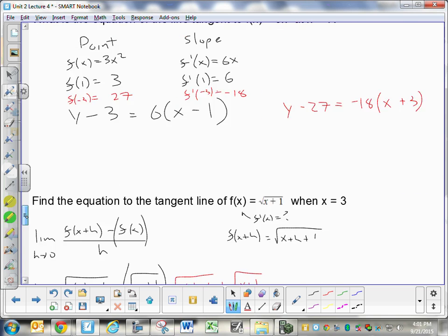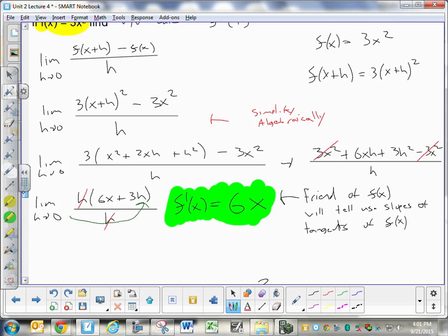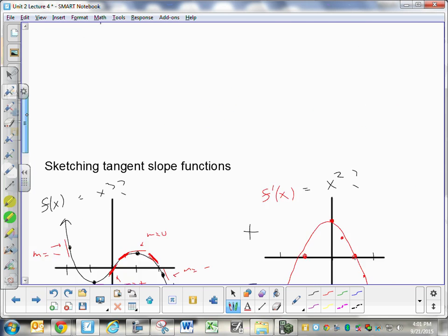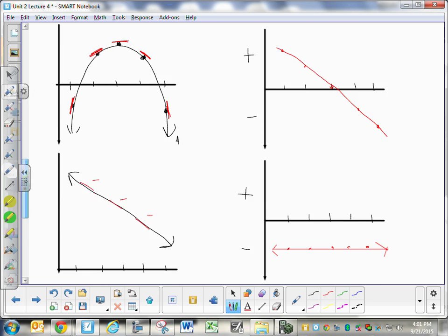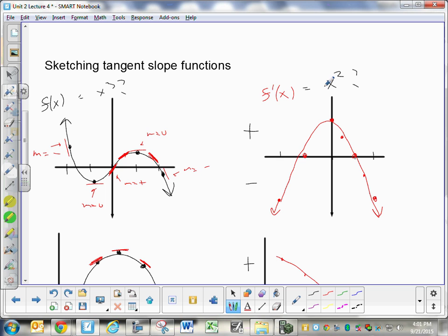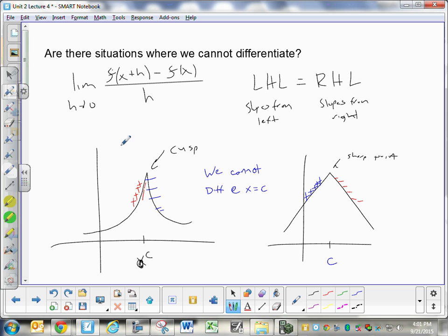Okay, that's it. Those are 3 good examples you need to follow for your homework. And then everything else, the drawing of our tangent slope functions, we see we can do. We see there are functions that are friends to original functions that help us find tangents everywhere. Very fascinating. Can't differentiate at sharp points, at cusps, or at discontinuities. That's it. Thank you.